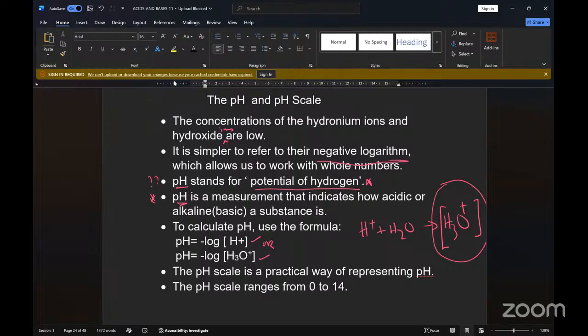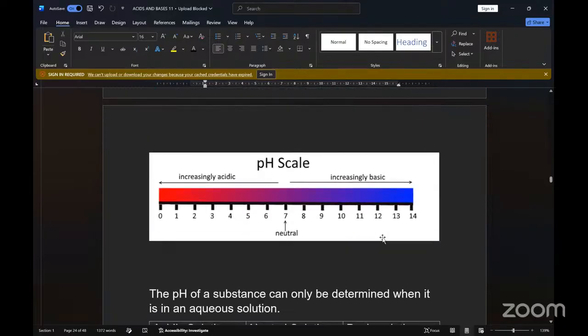Then we have what we call the pH scale. The pH scale is a practical means of representing pH, and the scale starts from 0 to 14. So you'll see this in your lessons. This is how the pH scale looks. It starts from 0 to 14.